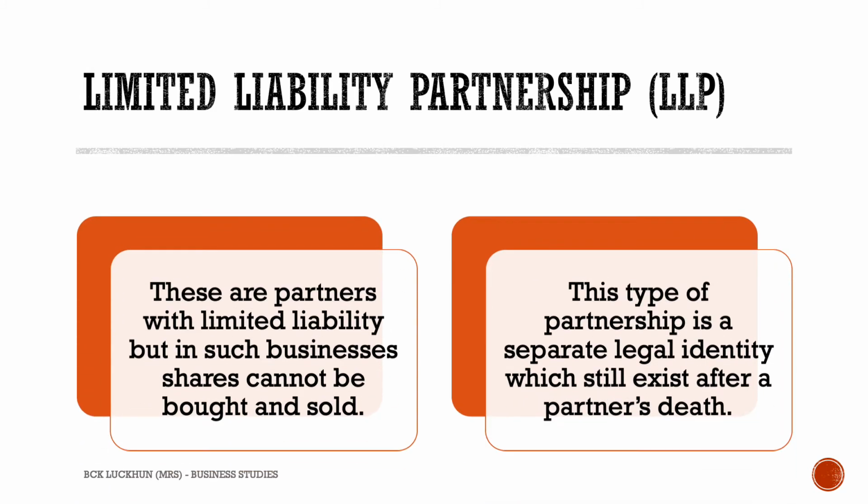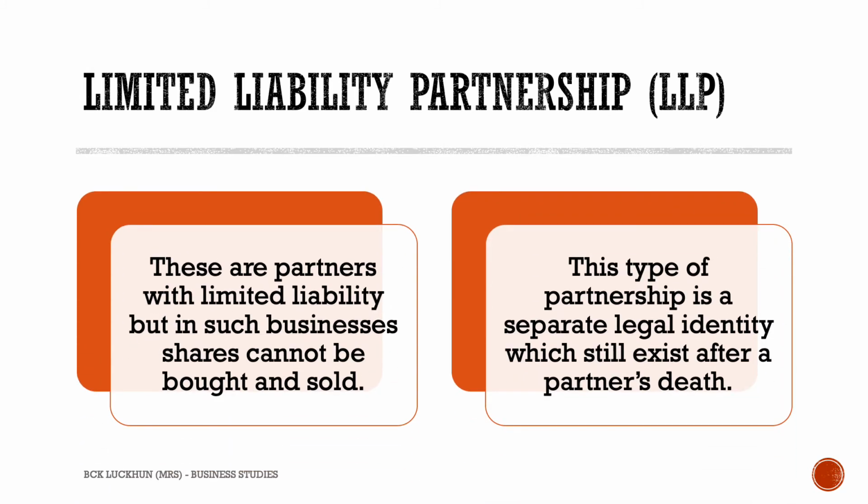Another form of partnership is the limited liability partnership, LLP. In some countries, it is possible to create an LLP. These are partners with limited liability, but in such businesses, shares cannot be bought and sold. This type of partnership is a separate legal identity which still exists after a partner's death.